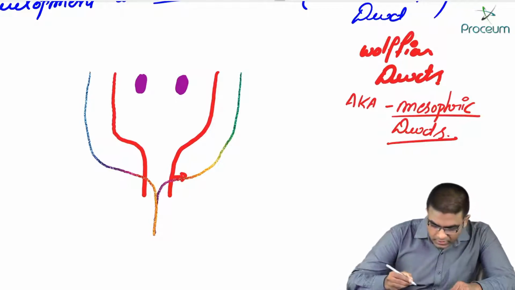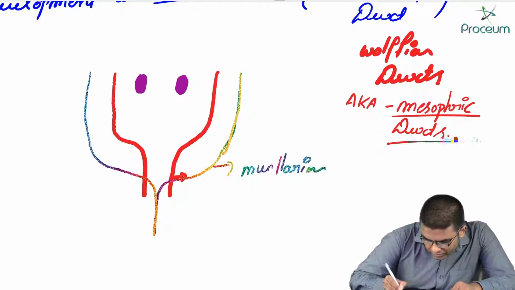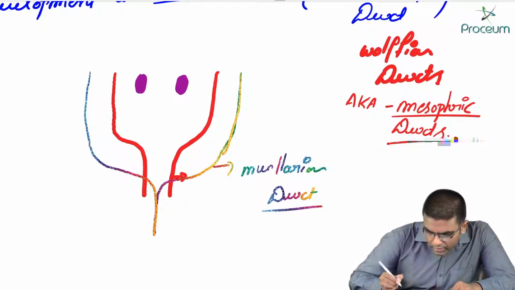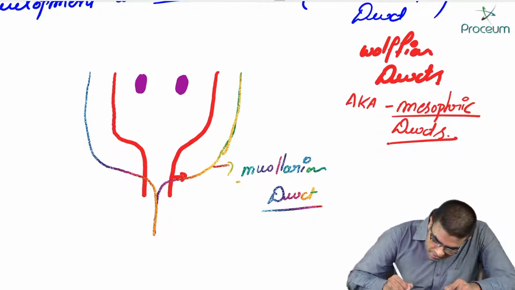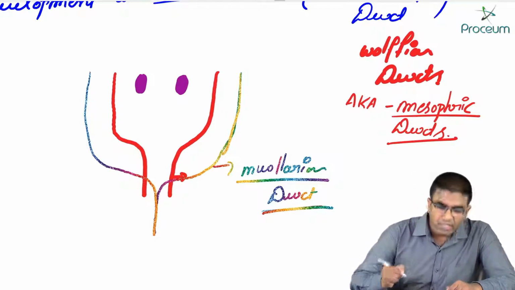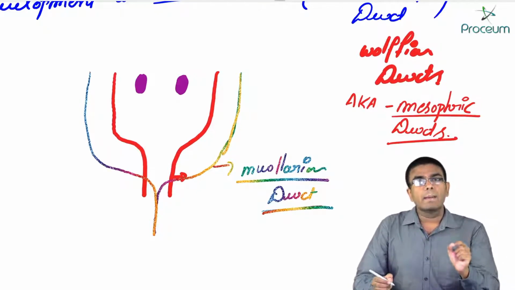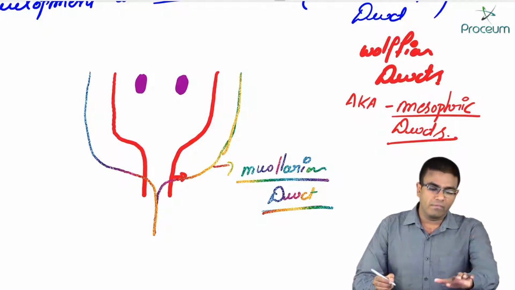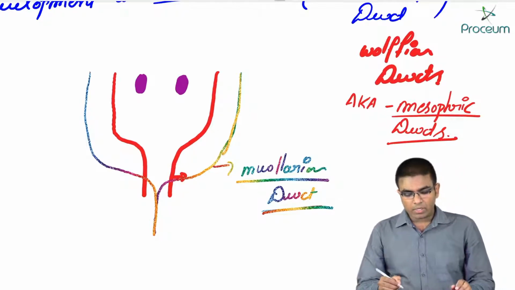These, which I am highlighting in multicolor, are known as Mullerian ducts. Now what is the other name for the Mullerian duct? Mullerian ducts are also known as paramesonephric ducts. What is meant by para? Para means side. As our Mullerian ducts lie at the side of the mesonephric duct, also known as the Wolffian duct, we call the Mullerian duct the paramesonephric duct. Please keep that point in mind.